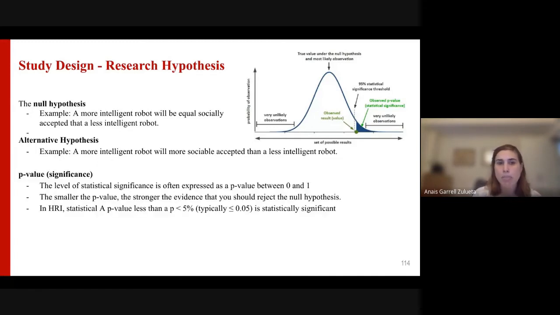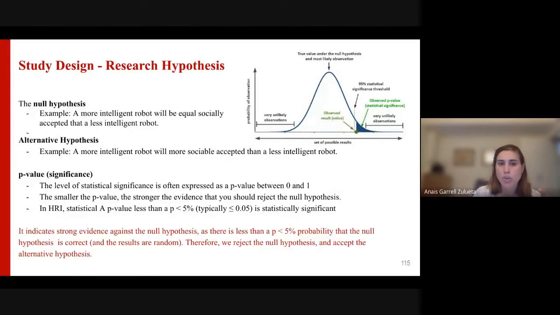And here appears the p-value. I guess that everybody knows what a p-value is. Just as a comment, it is the level of statistical significance, and it has values between 0 and 1. In human-robot interaction, what we are looking for is a p-value lower than 5%. In that case, we consider we have statistical significance. So if we obtain this p-value, don't worry, because I will show you how to compute this p-value in the further slides.